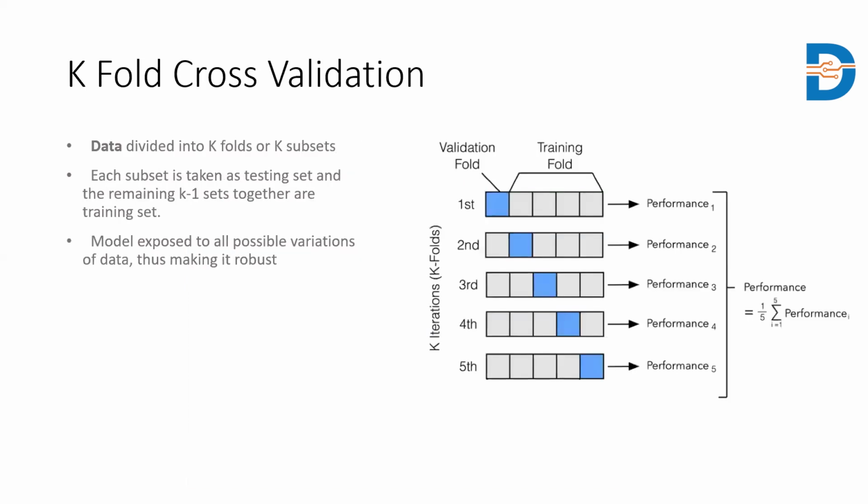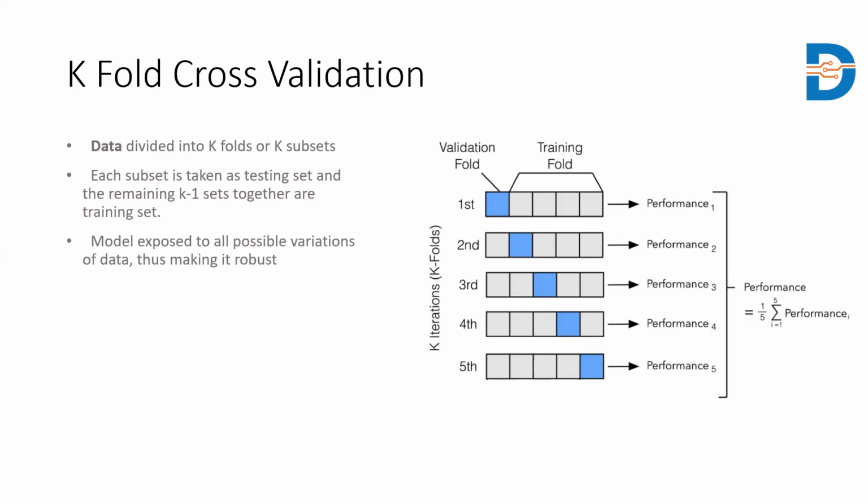Next technique of cross-validation is k-fold cross-validation. Here, what happens is the entire data is divided into k folds or k subsets. Each subset is called a fold. In the first fold or the first iteration, one of these subsets is taken as a testing set and the remaining k-1 sets together are taken as the training set.